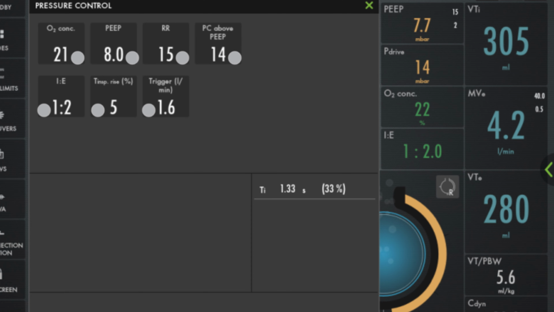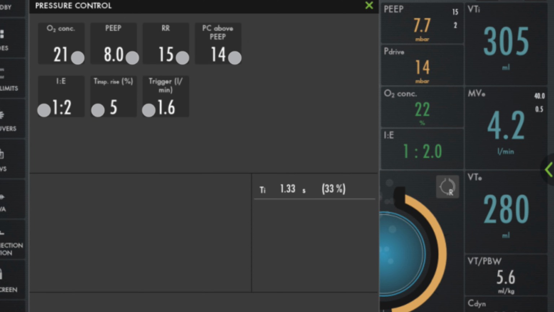The target tidal volume for an adult should be 6 to 8 ml per kg. It's better to start with 14 cm of water to ensure your peak pressure is still below 35 cm of water. PEEP, positive end expiratory pressure, is the pressure maintained in the lungs at the end of exhalation to prevent alveolar collapse. The normal setting is 5 to 10 centimeters of water.